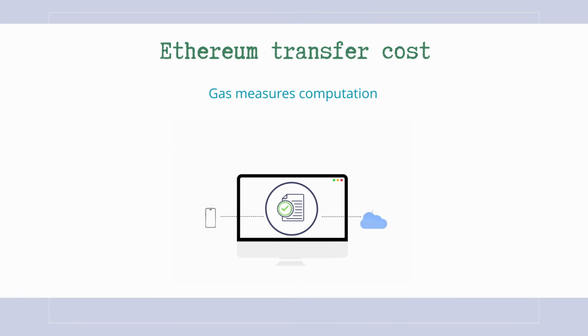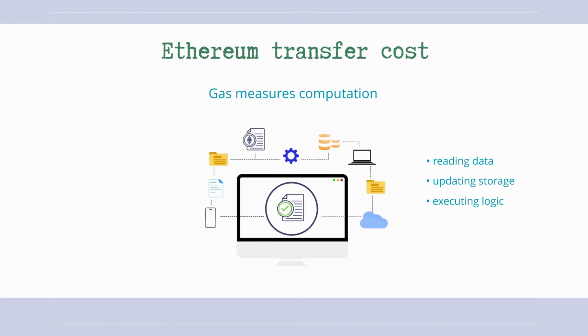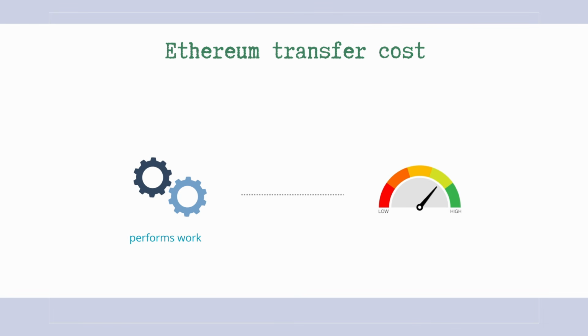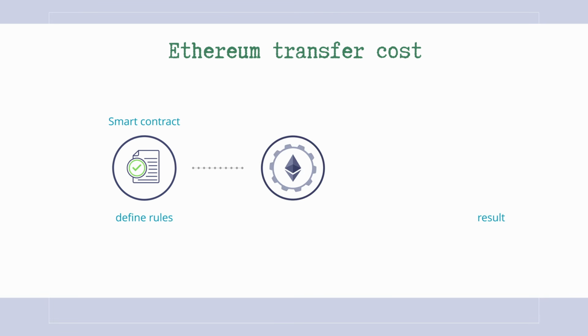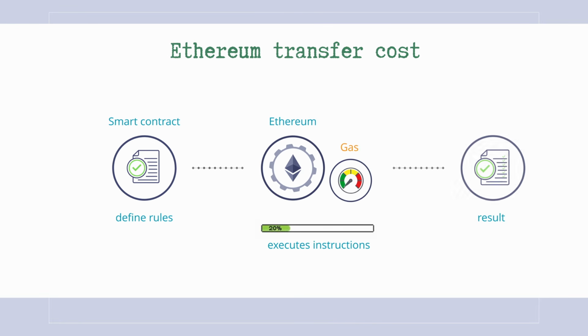Every action requires work: reading data, updating storage, executing logic, calling other contracts. Gas tracks that work. A useful analogy is electricity. A machine performs work. An electricity meter measures energy consumed. Gas works similarly. Smart contracts define what should happen. Ethereum executes those instructions. Computation is measured in gas during execution. Let's see how this works in a real transaction.